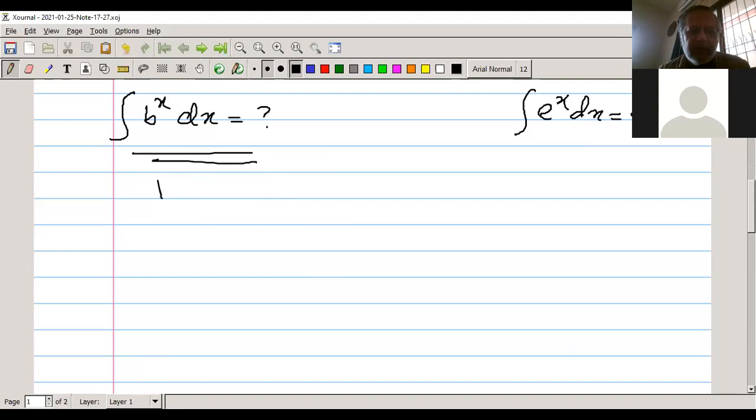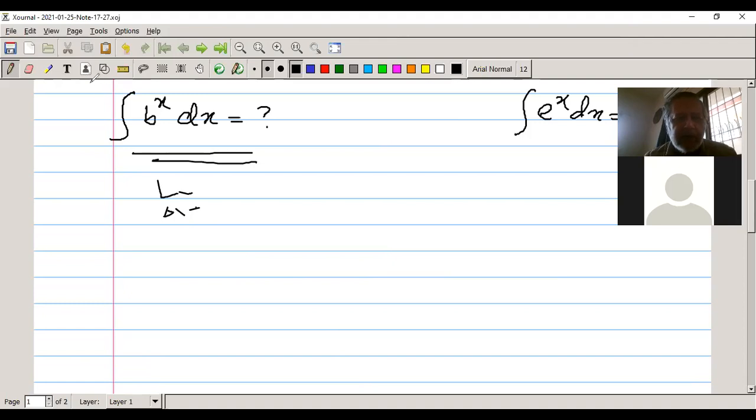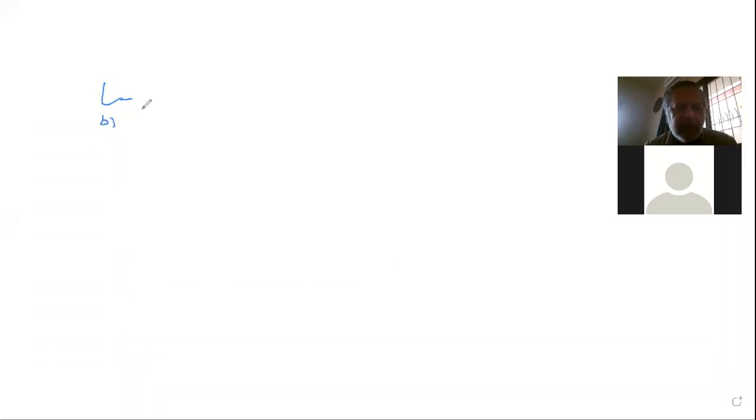through the first principle. That is, if you remember, first principle: limit delta x approaches 0 of f(x plus delta x) minus f(x), divided by delta x.